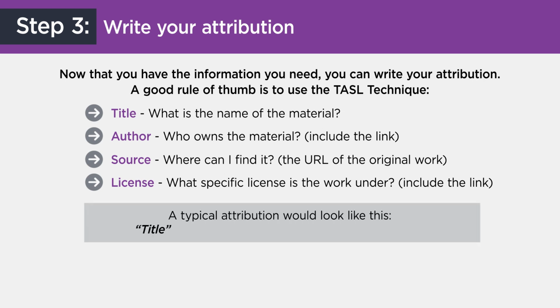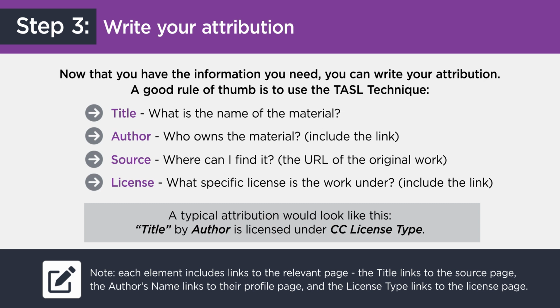Include the link. A typical attribution would look like this. Title, by author, is licensed under CC license type. Note: each element includes links to the relevant page. The title links to the source page, the author's name links to their profile page, and the license type links to the license page.